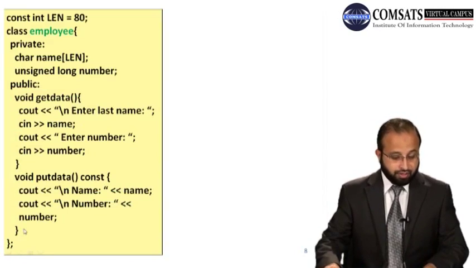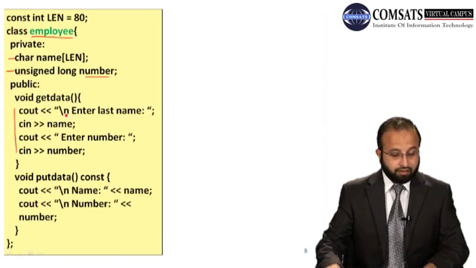So that is a program showing the definition of the employee class. There are two private data members, name and unsigned long int number. Then we have a get data function where we display the message to enter last name and store that in the name, then enter number and store it in the number. Then the put data function is basically the display function, and we make it constant, and you already know why this function is constant. Then we display the name and the number. So that is the employee class.